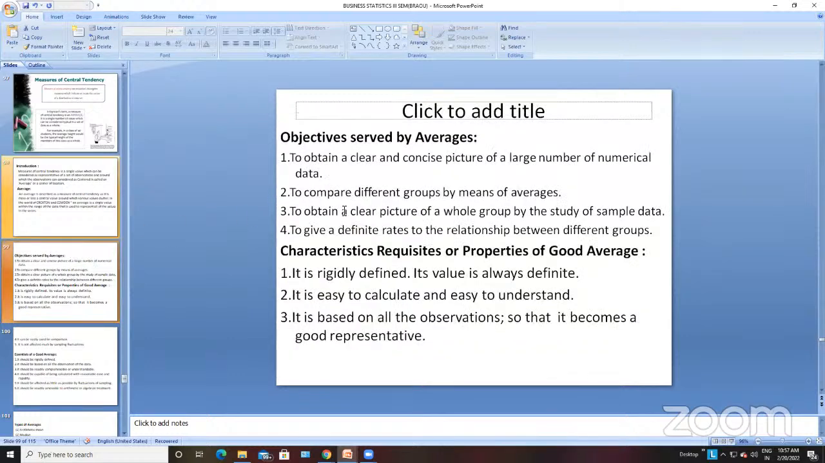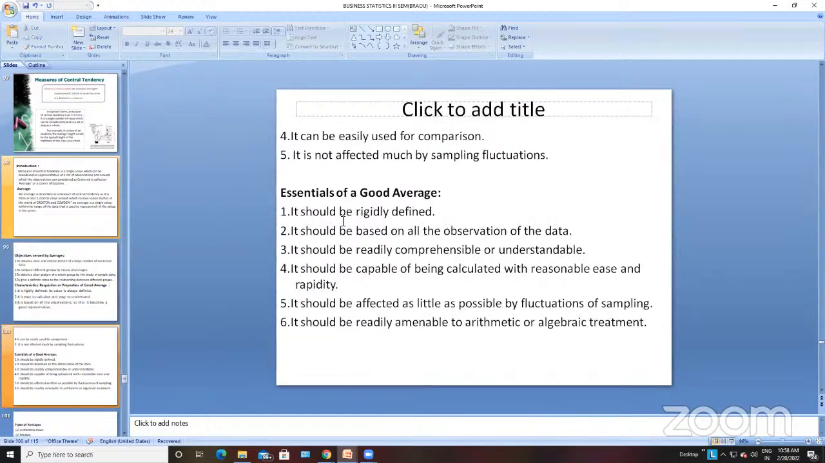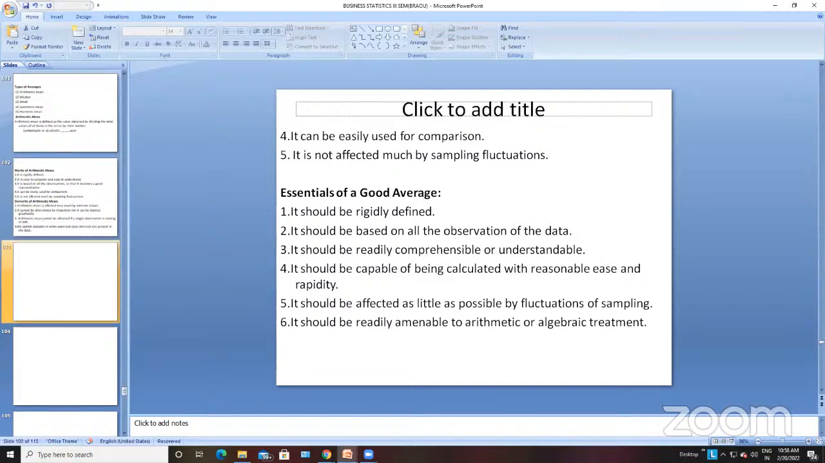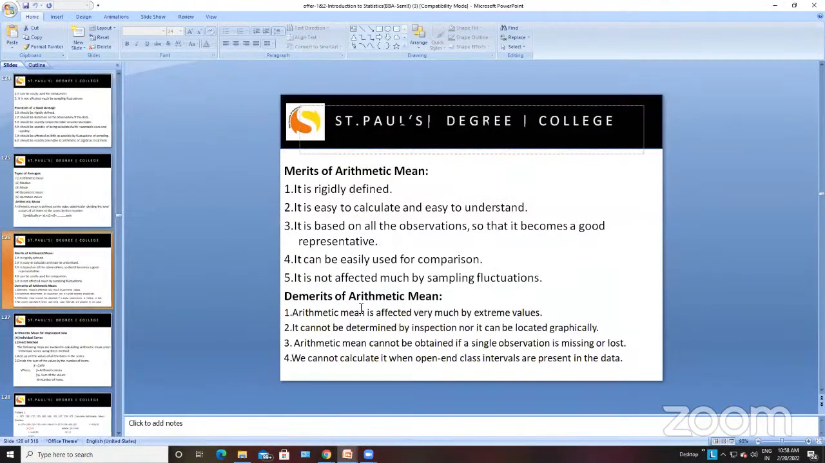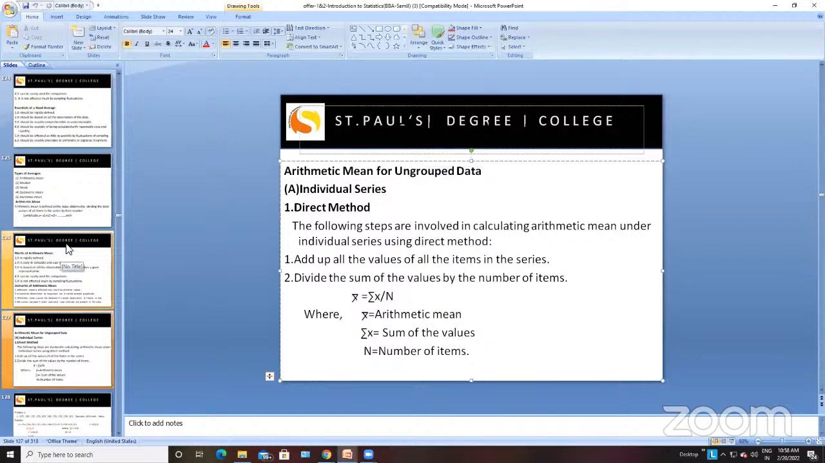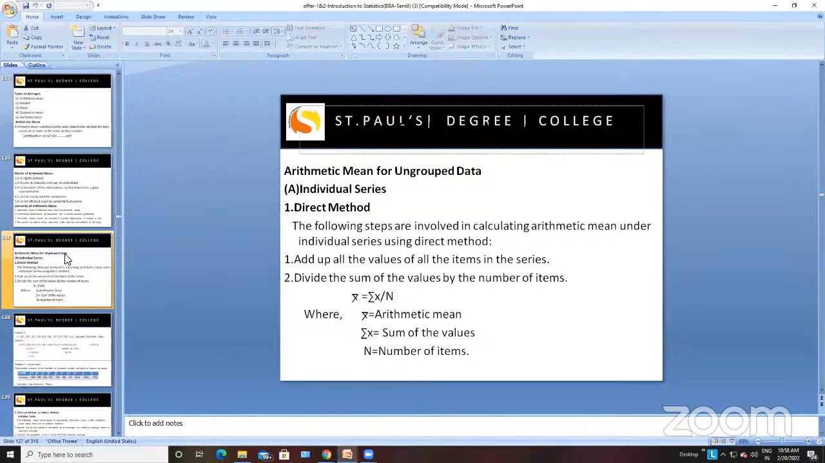And what are the characteristics and essentials of a good average? Good average. Done, ma'am.